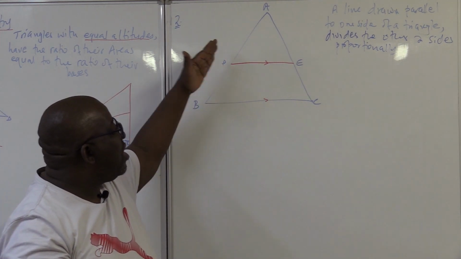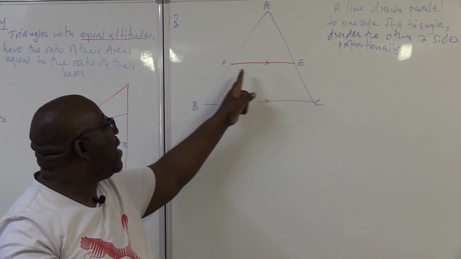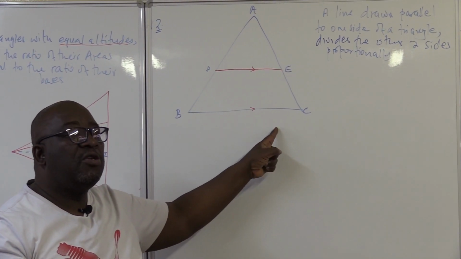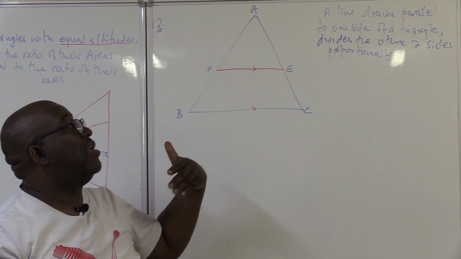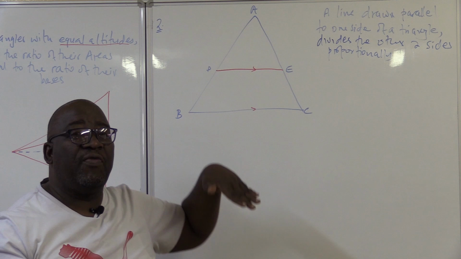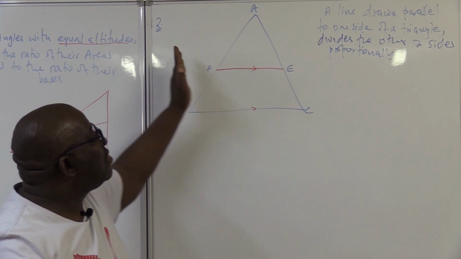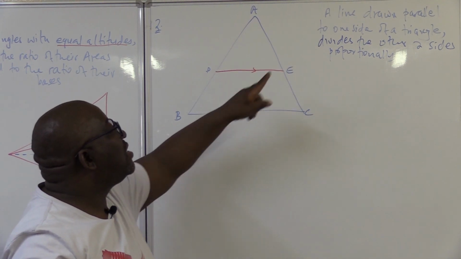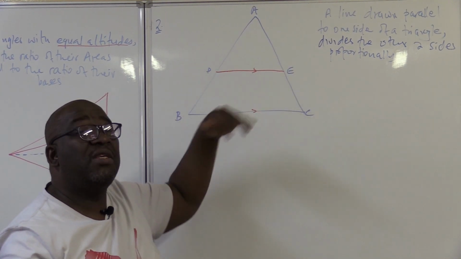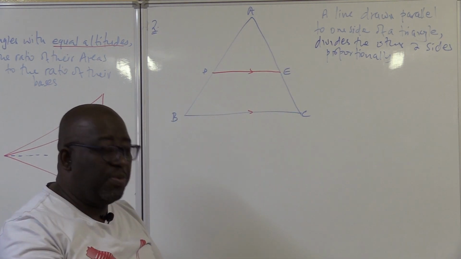We've got a scenario here, a triangle ABC. Then there was a line drawn parallel to BC. So the other 2 sides become important. Let's read the theorem once more. A line drawn parallel to one side of a triangle divides the other 2 sides proportionally. So these 2 sides become important because these are the sides that are divided in the same proportion. If it is drawn parallel to this one, the other 2 sides become important.